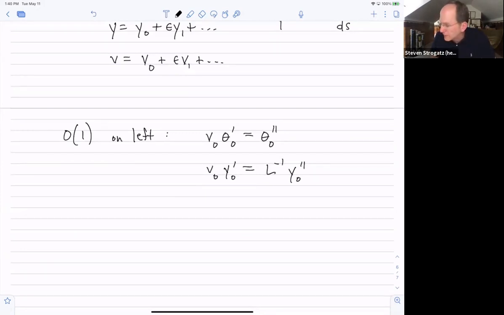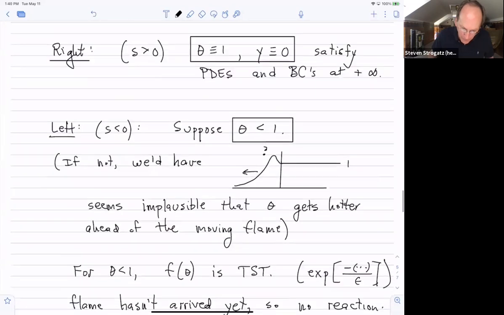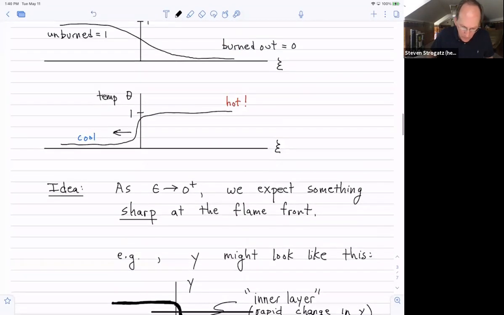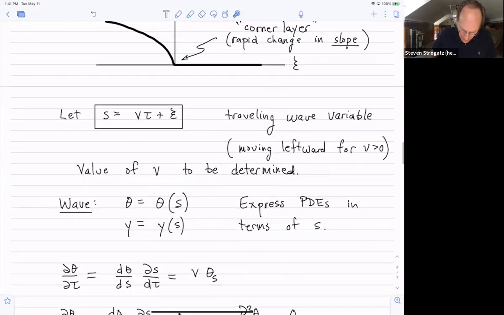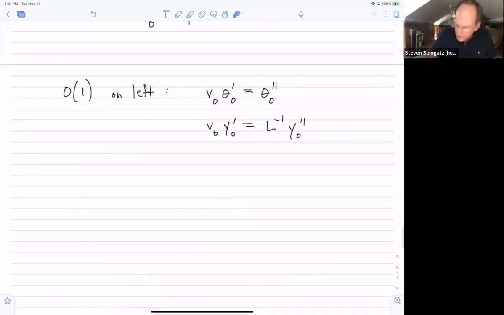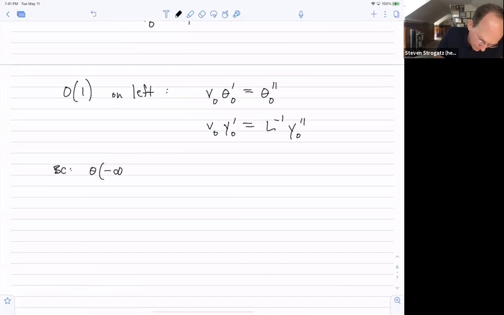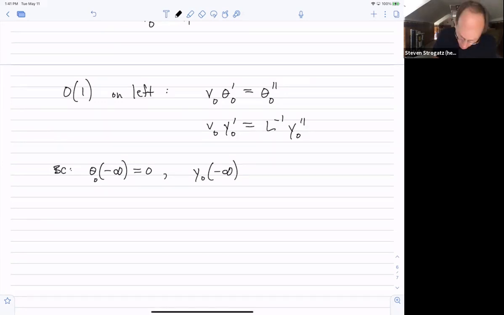Incidentally, I have a boundary condition suitable for being far out to the left. So let's remember what those are from my picture way back here. We think that theta should be going to zero way out here, and Y should be going to one. So let's notice those. So theta zero at minus infinity is zero, and Y zero at minus infinity is one. Okay, so now just solve those equations.